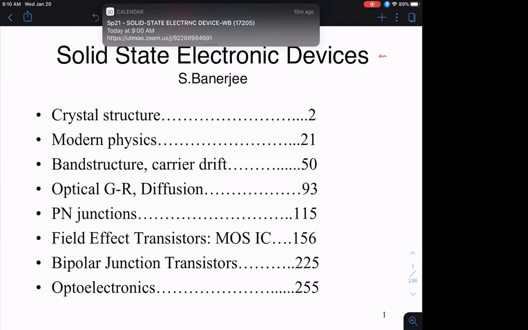So chapter 5, which is PN junctions and MOSFETs, will pretty much take up 80% of our time after the midterms, okay? Which midterms will be right before the spring break.